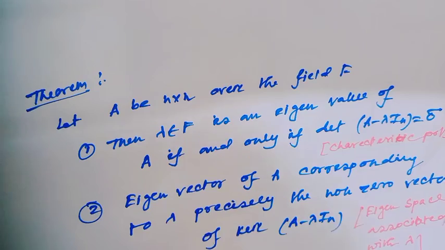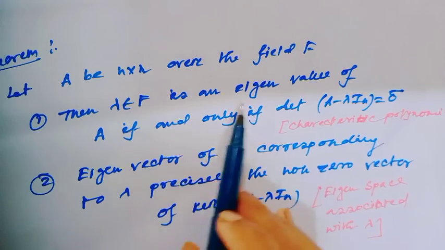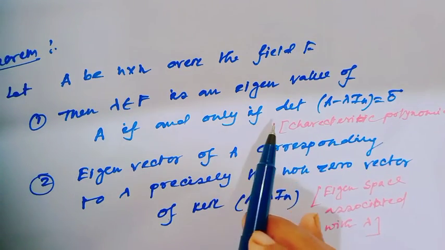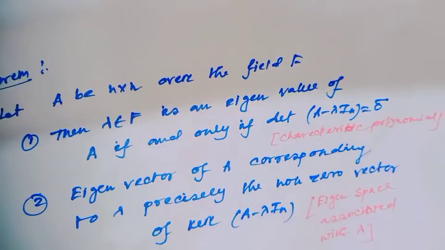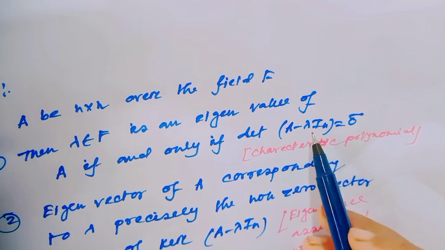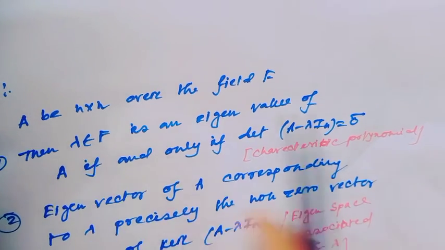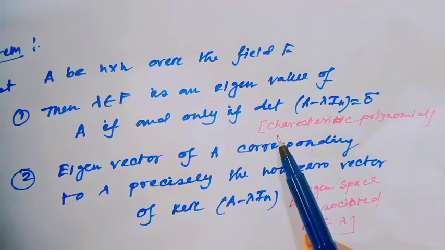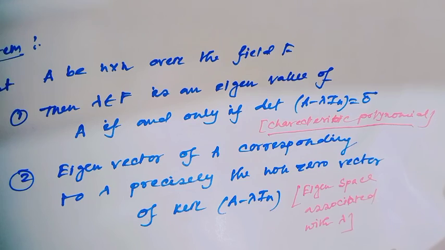I will see one nice theorem. Let A be an n cross n matrix over the field. Then lambda belonging to the field is an eigenvalue if and only if determinant of A minus lambda In equal to 0. Are you getting? And this is actually one polynomial of order n, since A is an n cross n matrix, and this polynomial is called the characteristic polynomial, which I will see in my next video.